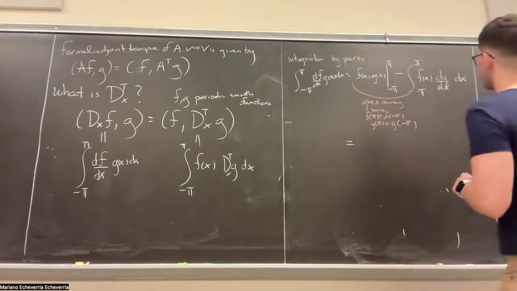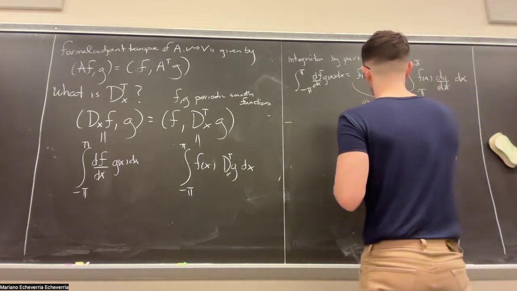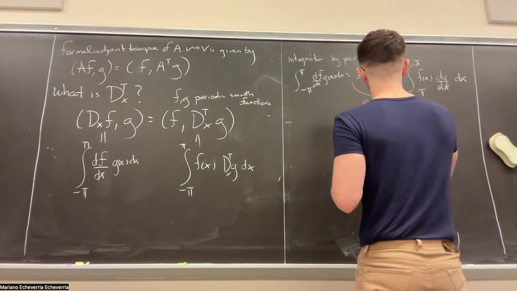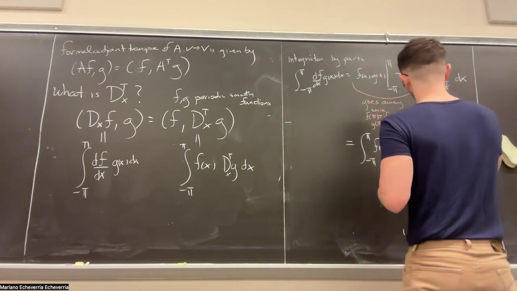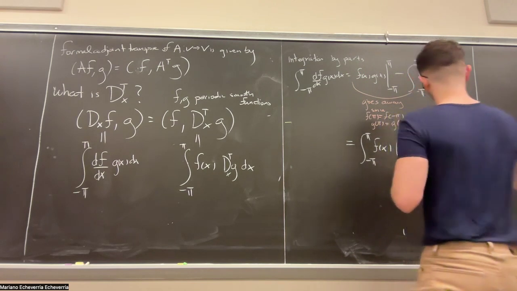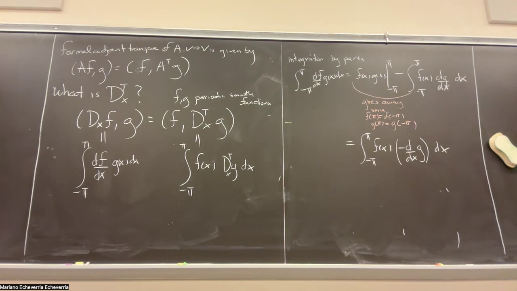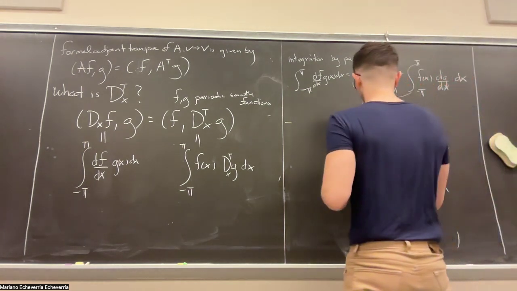Let me write it in a way that's a little more suggestive. I'll put the minus together with this factor. We can rewrite it like that, and this is just the inner product, or the dot product, between f and minus the derivative of g.